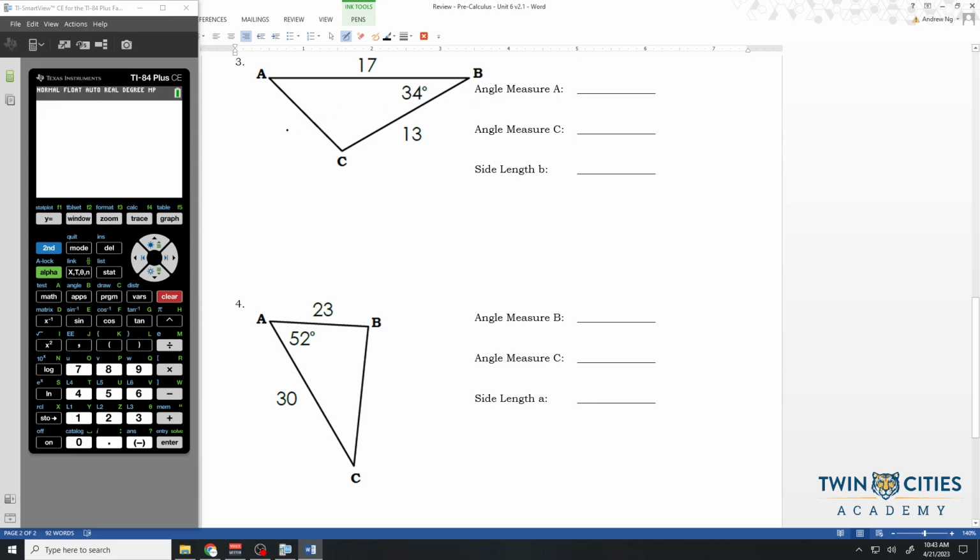So I'm missing b. So that means, here's the pattern. Start with the side length you're looking for. B squared is equal to, and then the other two sides are a and c. So this is going to be equal to a squared plus c squared, and then minus 2ac times the cosine of whatever you started with. So b, so then this will be cosine of b.